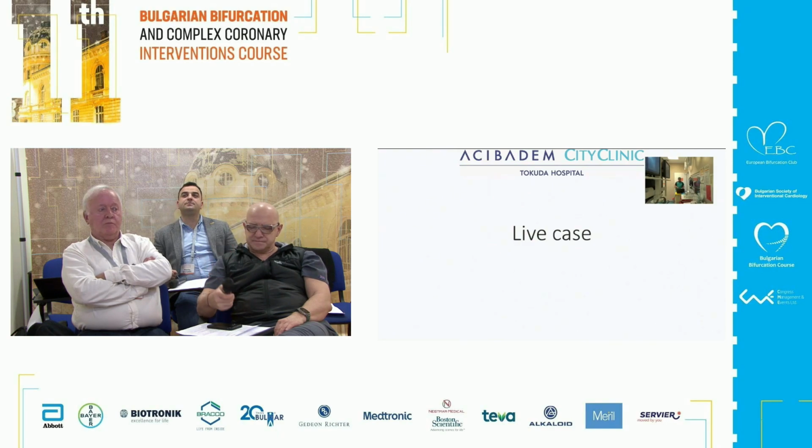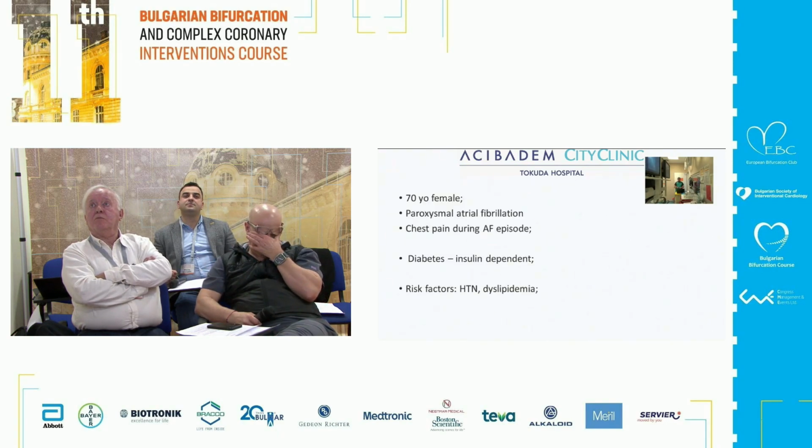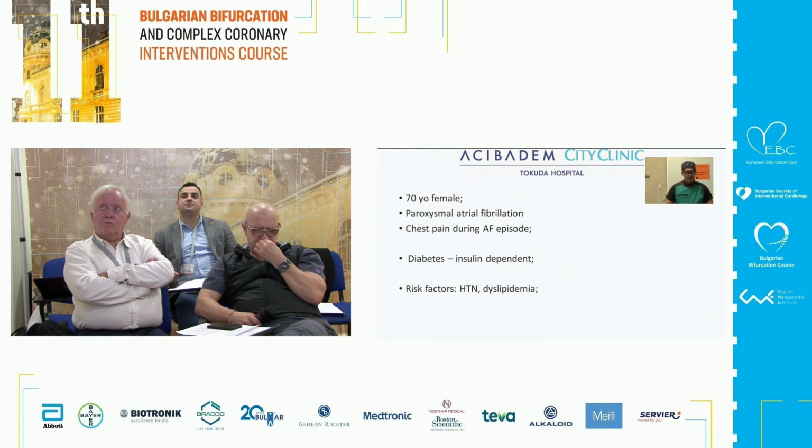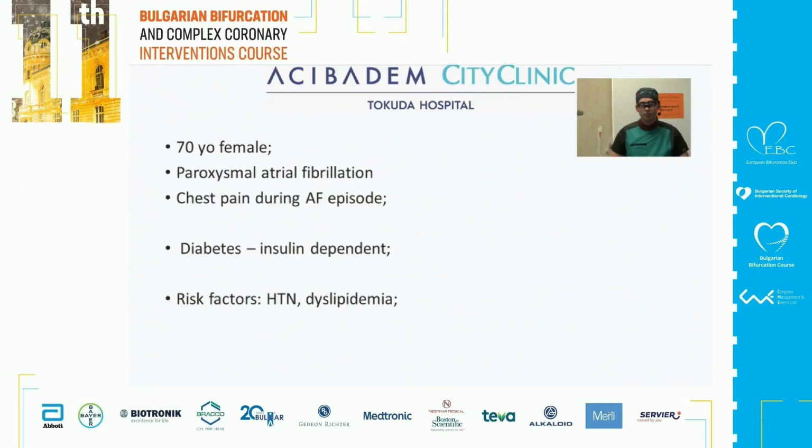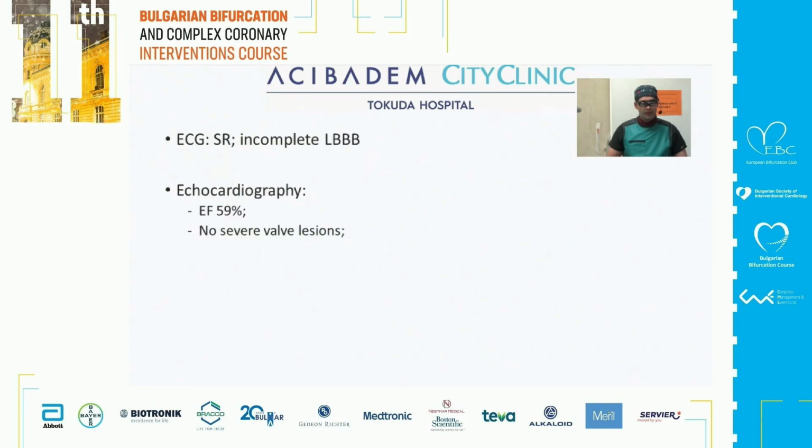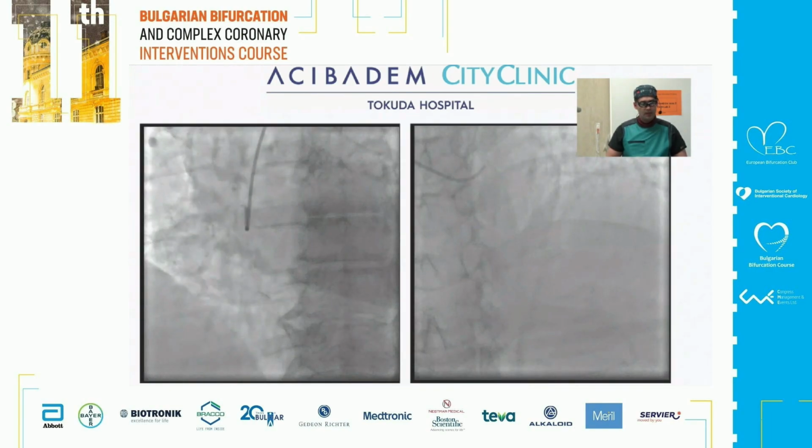Hello everyone. Let me present the case. It's about a 70-year-old female patient with atrial fibrillation and chest pain during episodes of arrhythmia. The patient has hypertension, dyslipidemia, and also diabetes, which is insulin dependent. From the ECG we have sinus rhythm with left bundle branch block, and from echo, preserved left ventricle function with normal kinetics and valves.